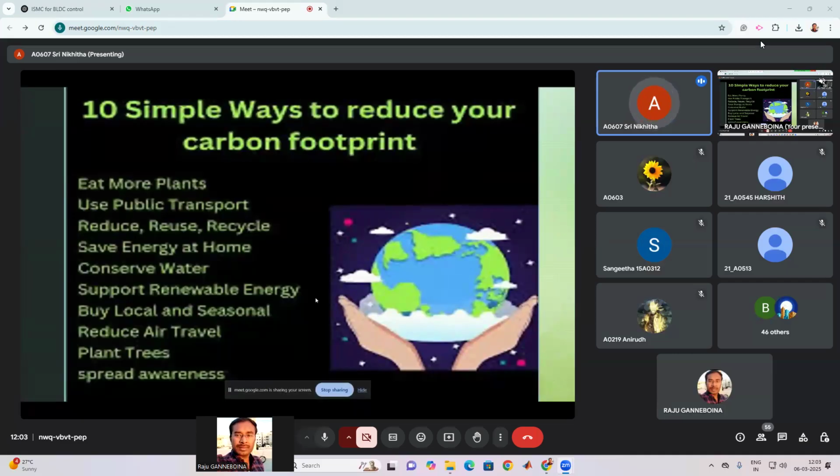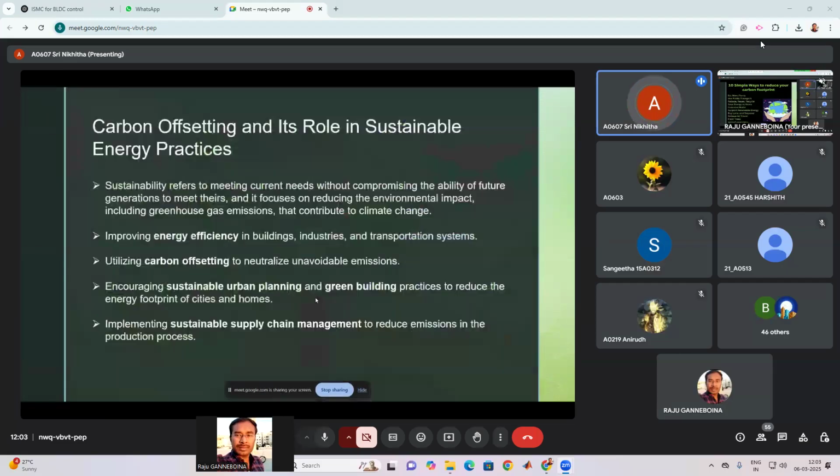Monitoring your carbon footprint regularly, and we need to set some reduction goals. Next, engaging in carbon offset programs for unavoidable emissions. And next, we will be seeing carbon offsetting and its role in sustainable energy practices. Carbon offsetting includes reducing the carbon emissions from different categories such as industries, factories, transport, or vehicles.